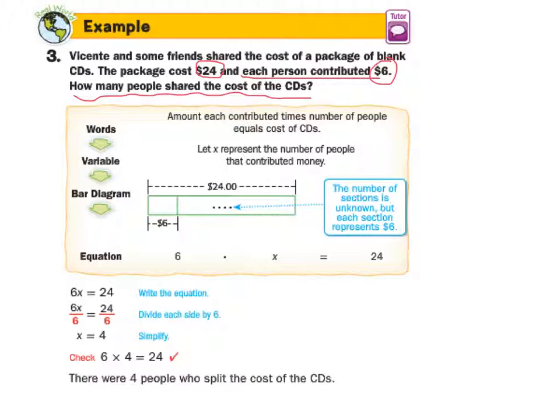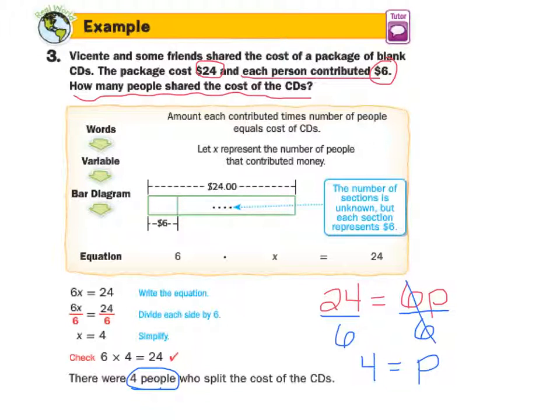So if we start off with the total package was $24, and we know that each person contributed $6. We want to know how many people contributed. So I'm going to use P for people. So what's attached to the letter P? The 6. So I'm going to divide by 6 on both sides, and we find out that 4 is equal to P. So 4 people split the cost of those CDs.